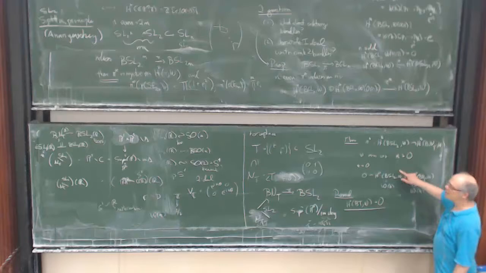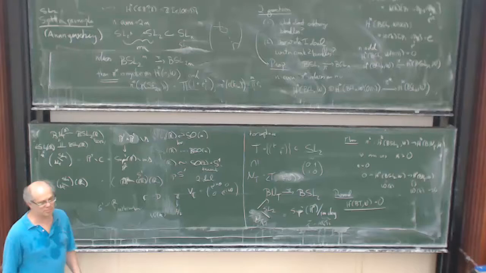And then in degree zero, you have two points. So you have two copies of H0, right? You get this extra point, which gives you another copy of H0. So that's what's going on with the real points.